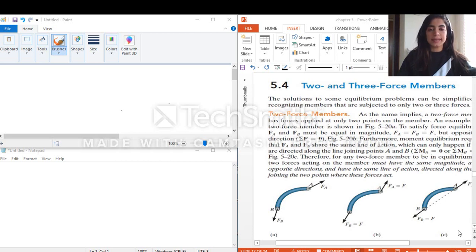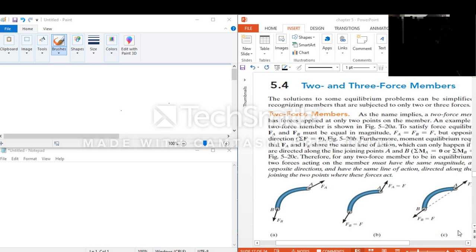Good morning, guys. This is the continuation of Chapter 5, Equilibrium of Rigid Body. Now, in this video, we will discuss some particular cases: 2 and 3 force members, redundant problems, and improper constraints. So, this part, guys, the first one, which is 2 and 3 force members, can be used to facilitate your problem.